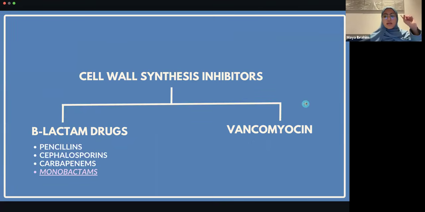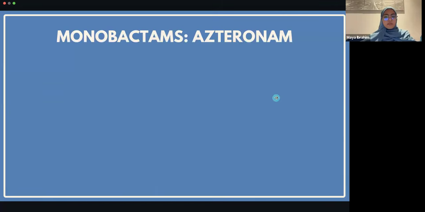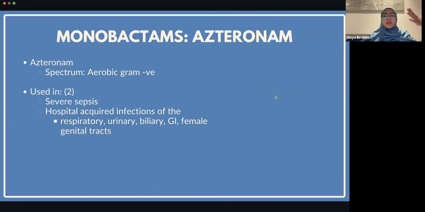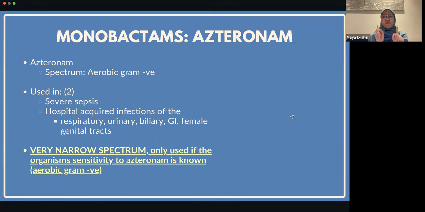Now, monobactams. Monobactams, like aztreonam, their spectrum is aerobic gram-negative. It's used in severe sepsis and in hospital-acquired infections. So just think hospital. In hospital, you think of hospital-acquired infections and severe sepsis. Its spectrum is aerobic gram-negative. Now, it has a very narrow spectrum, which is what I just mentioned, and it's only used if you know the infection, if you know what type of organism is causing the infection. And then you use aztreonam.